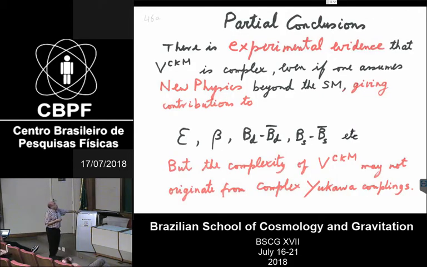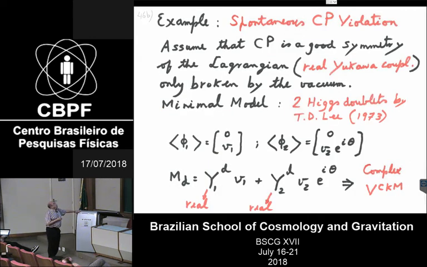But the complex VCKM may not originate from, that is, to say that VCKM is complex doesn't mean that it comes from equal couplings. You see, this is what I want to emphasize. Why? Let me go back to the model of TDL, okay? So you have two vacuum potential values. No. Only one phase, okay? But this one cannot be removed.